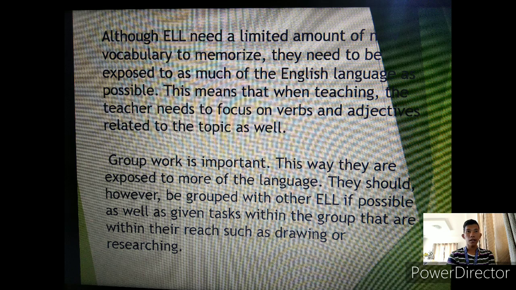Although ELLs need a limited amount of new vocabulary to memorize, they need to be exposed to as much of the English language as possible. This means that when teaching, the teacher needs to focus on verbs and adjectives related to the topic as well. Group work is important. This is the way they are exposed to more of the language. They should, however, be grouped with other ELLs if possible, as well as given tasks within the group that are within their reach, such as drawing or researching.